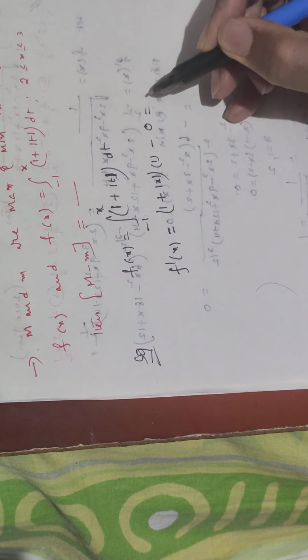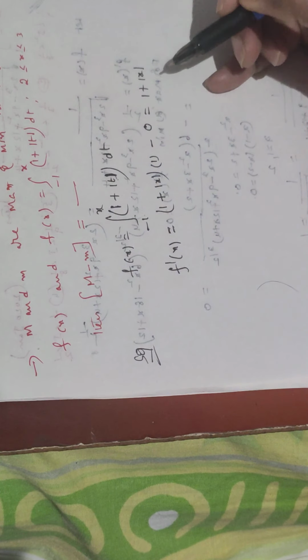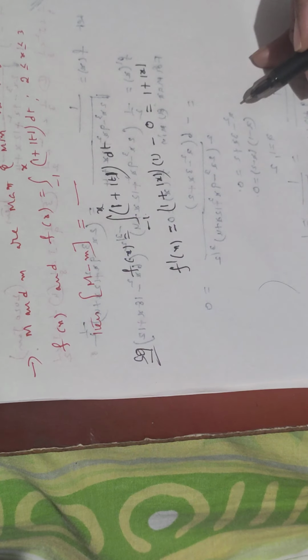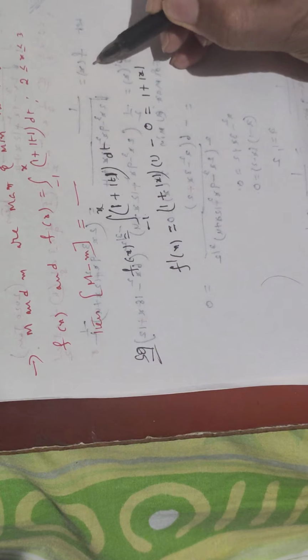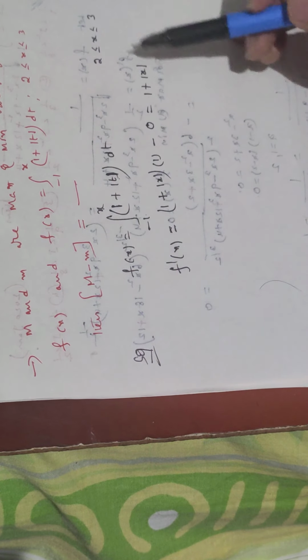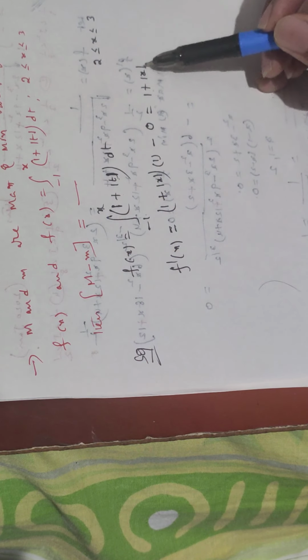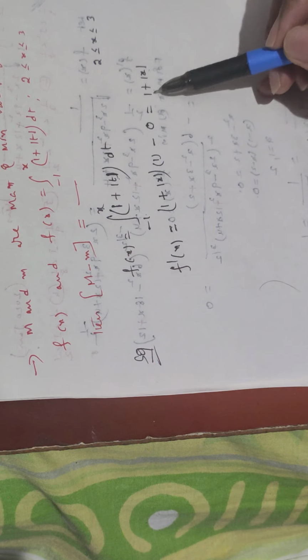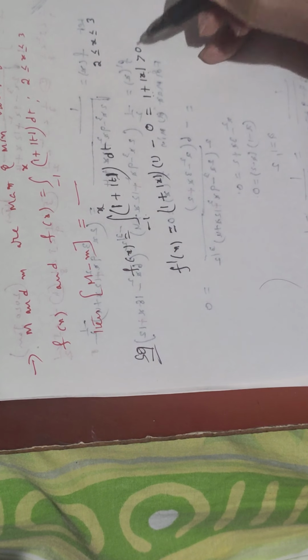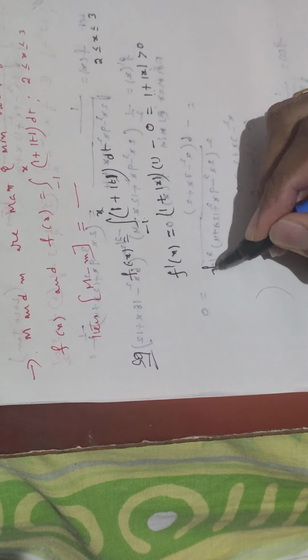So we will get 1 plus mod x. And what are the given x values here? X values lie between 2 and 3. By observation, 1 plus mod x is always a positive quantity. 1 plus positive is always greater than 0, so f dash of x is not equal to 0. F dash of x is greater than 0. That means you can say that f of x is an increasing function.